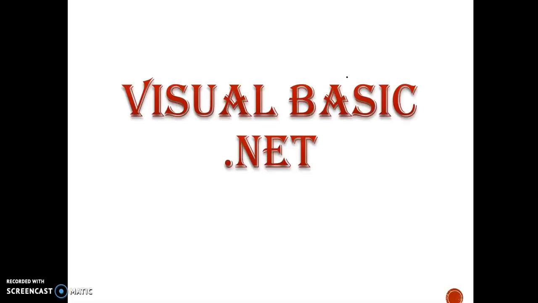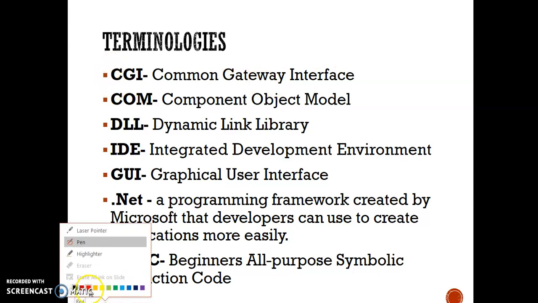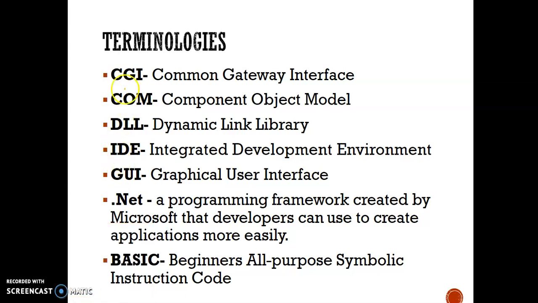Ano nga ba ang Visual Basic .NET? So, in the different terminologies that we are going to encounter, let us discuss it first. First one is the word CGI. Ano ba kapag CGI? It means Common Gateway Interface. Ano ibig sabihin ng COM? It means Component Object Model. DLL, that is the Dynamic Link Library. IDE, Integrated Development Environment. GUI, Graphical User Interface.